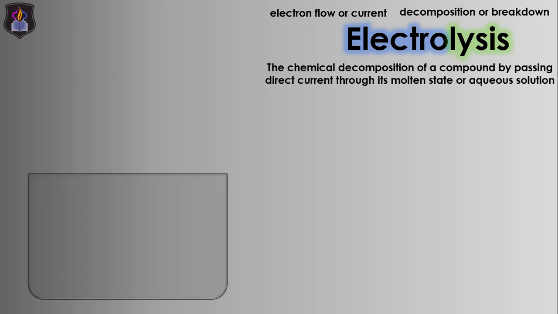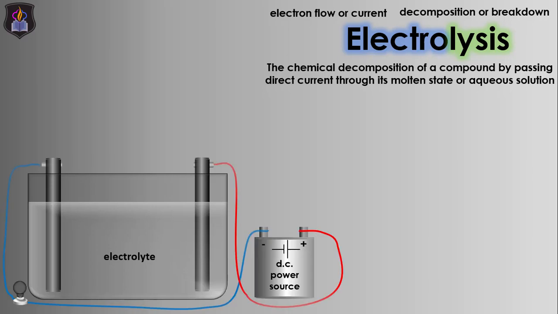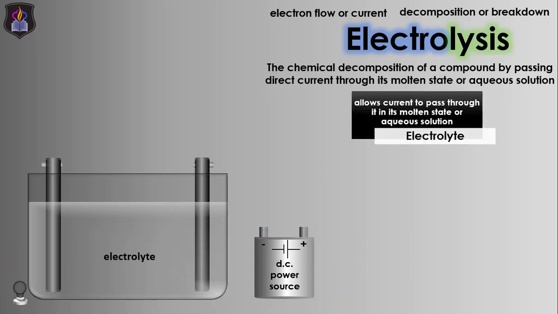The setup for electrolysis is known as an electrolytic cell or voltmeter and consists of electrodes, electrolyte, and power supply with connecting wires. A lamp is at times added to ensure that the connections are correct. An electrolyte is a substance that allows current to pass through it in its molten state or aqueous solution and gets decomposed in the process.